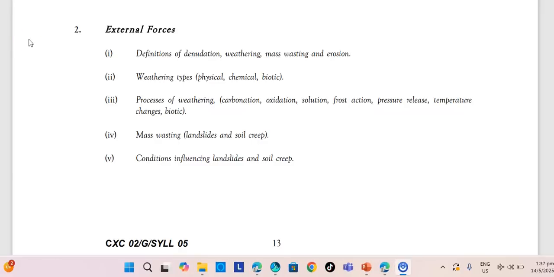So guys, if you have ever experienced or seen a landslide, what are some of the things that you noticed that could have caused a landslide? Did you notice if the land was steep? So steep slopes are more likely to have landslides. So if the land is steep, you're most likely to experience a landslide.